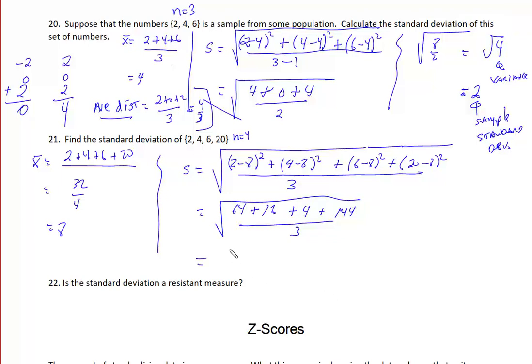So what I get here is 228 divided by 3, which gives me 76.